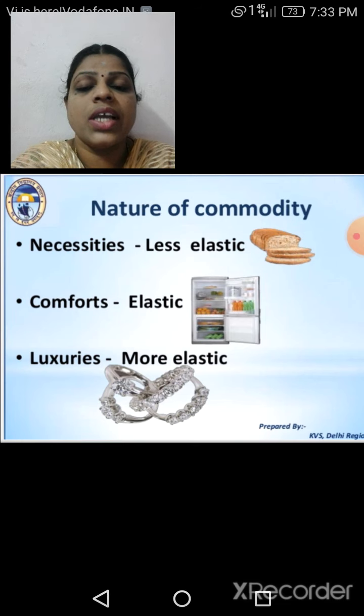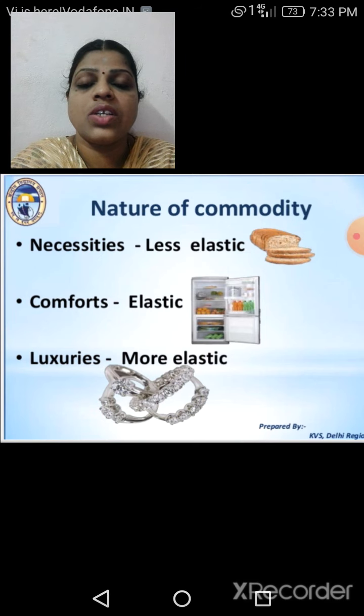The next one is the comforts. Comforts means those which provide more comfort to the customers. Here we can see the picture of a refrigerator. So the commodities which come under the comforts, their elasticity is changeable. That means when price increases, it is not more or not less, but it is elastic.